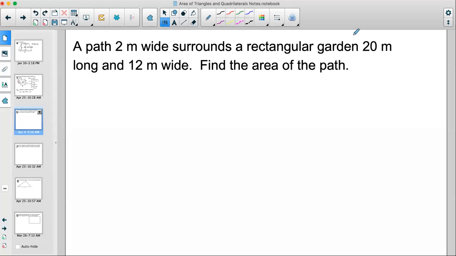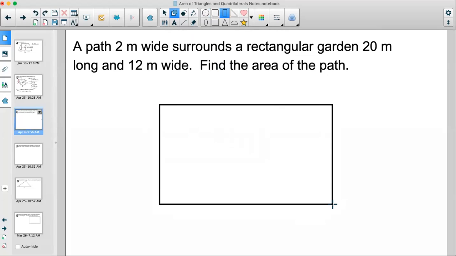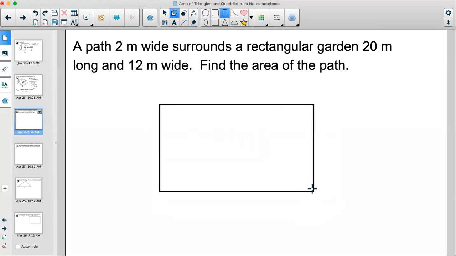All right, we're back. A couple more area questions. This one was a bit of a sticky wicket. There's a path and a rectangular garden, so I'm going to draw a rectangle. Maybe this is the garden, 12 by 20.